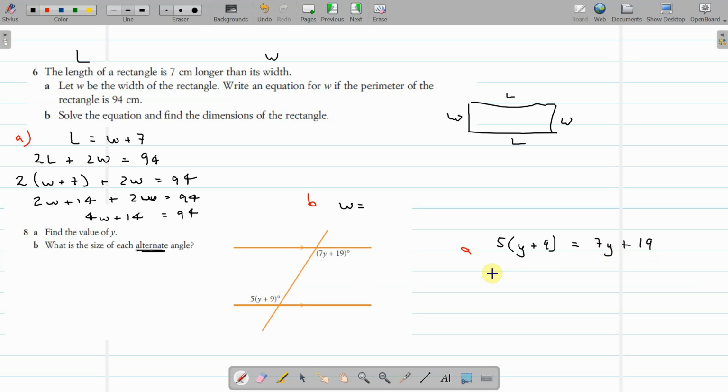And we've got, from the last section we did last week, expanding the bracket and then simplifying, so you can expand that one to 5y plus 45 equals 7y plus 19. And I'm sure from here you'll be able to work out, after a couple more steps, what y equals. So part A, get to what y equals, find the value of y.